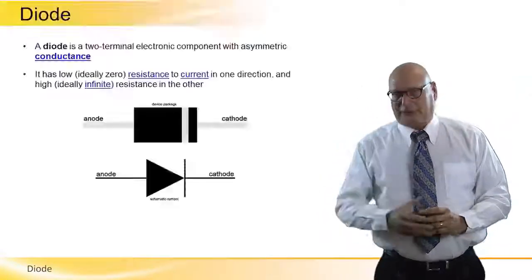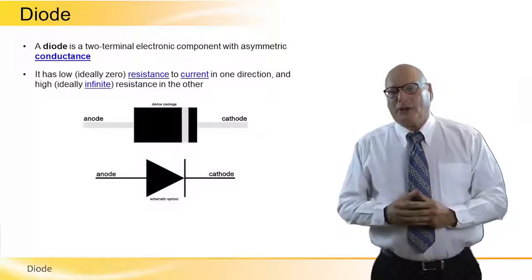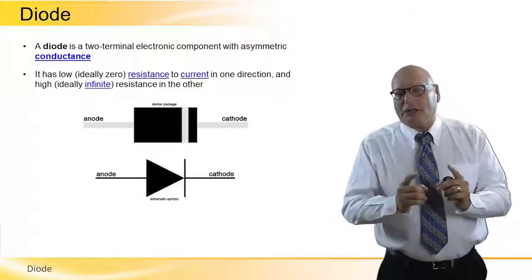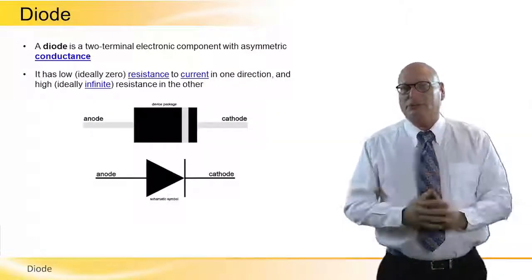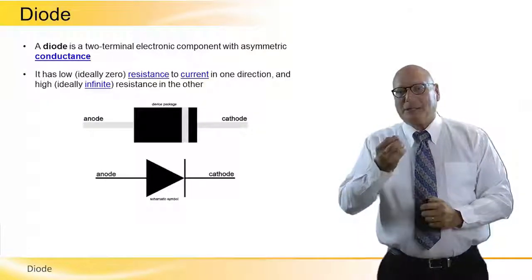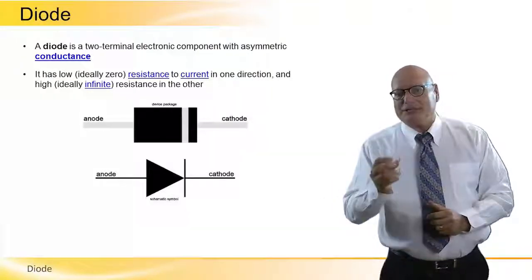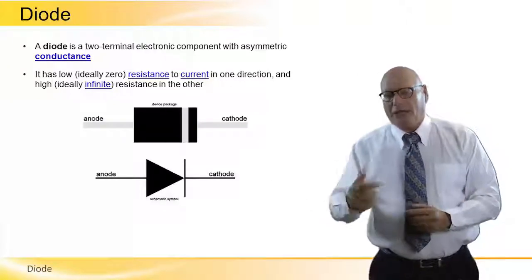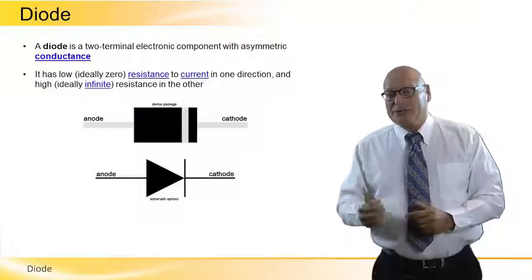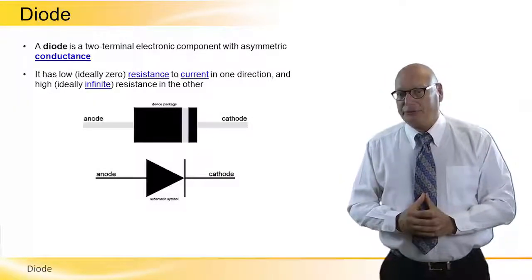Let's talk about diodes and define them. A diode is a two-terminal electronic component with asymmetric conductance. We'll explain in a minute what asymmetric conductance is. It has low resistance to current in one direction, ideally zero, and high resistance, ideally infinite, in the other. And this is the asymmetric aspect that I mentioned before.